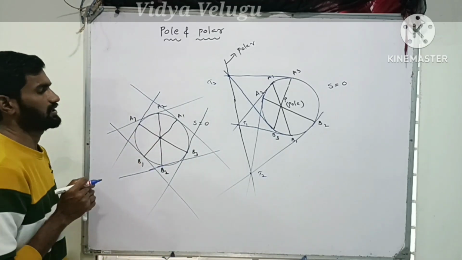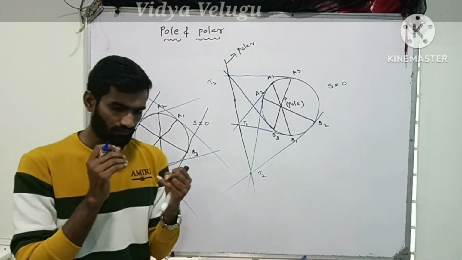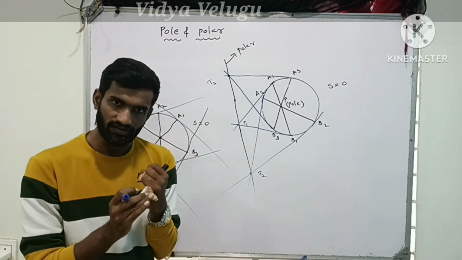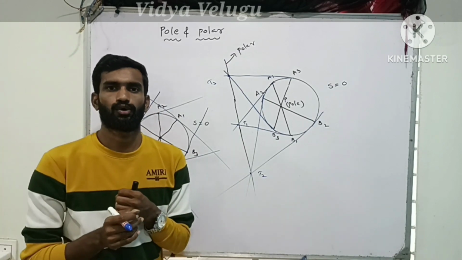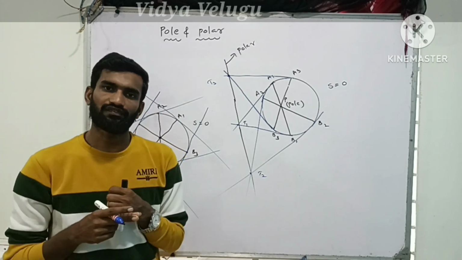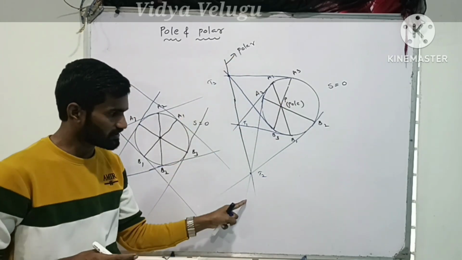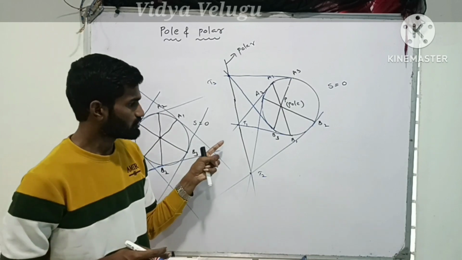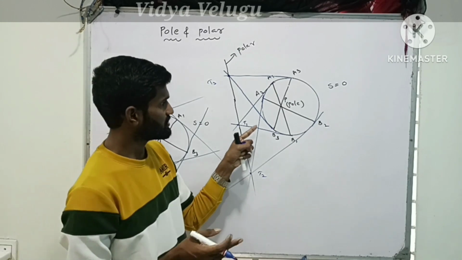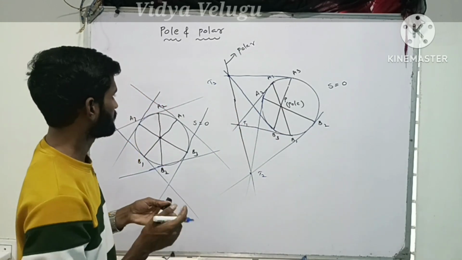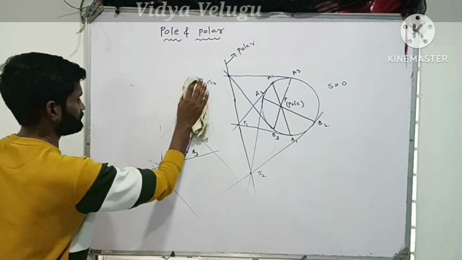Now we'll discuss what will happen if I take the pole on the circle. We considered the pole which is outside the circle, and we got the polar inside the circle. And if I consider the pole inside the circle, I got the polar outside the circle. So if I consider the pole which is on the circle, what will happen? Let us see. Here only we are going to see, right? Just observe here.